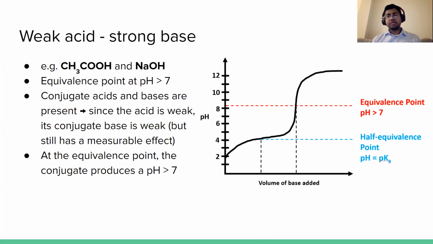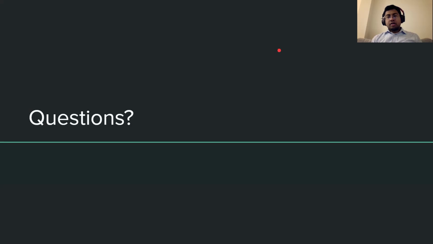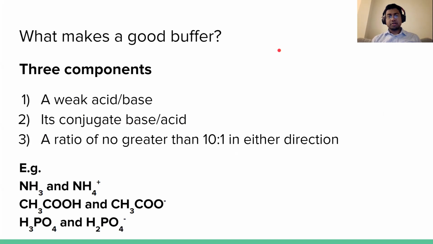Any questions? Okay, so we'll continue on to buffers. So what makes a good buffer? There are 3 elements of what makes a good buffer. First is a weak acid or a base, like acetic acid or ammonia, and its conjugate base. So it's kind of a pairing. You have a weak acid and its conjugate base, or a weak base and its conjugate acid. And a ratio of no greater than 10 to 1 in either direction of those 2 species.